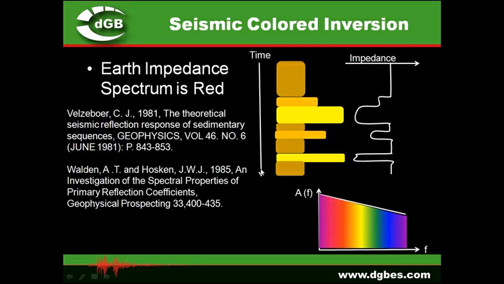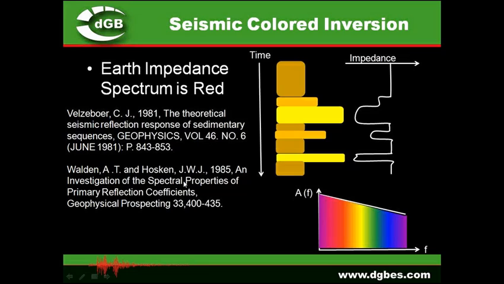So a little bit about those preparational processes. First, about the seismic colored inversion. What we note is that the earth impedance spectrum, and note I say here the impedance spectrum, not the reflectivity spectrum, is red. You can very easily verify that by yourself by taking an impedance trace from your wells and calculating a frequency spectrum on it. It's derived theoretically by Friso Brouwer in 1981, and it's confirmed through an empirical analysis of well logs by Waller and Hoskin in 1985, and there are a number of other publications too about the subject.